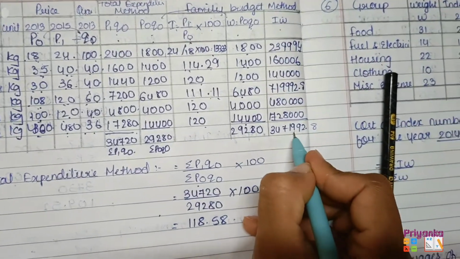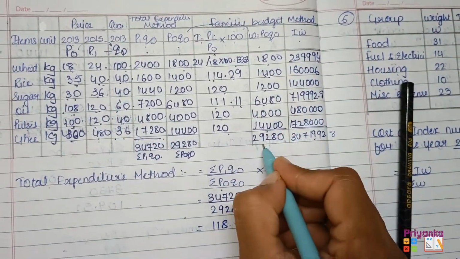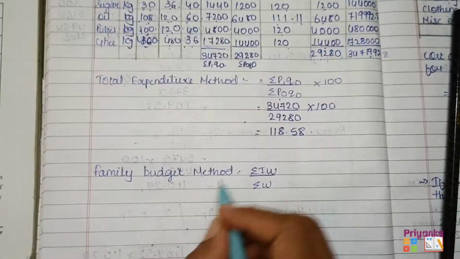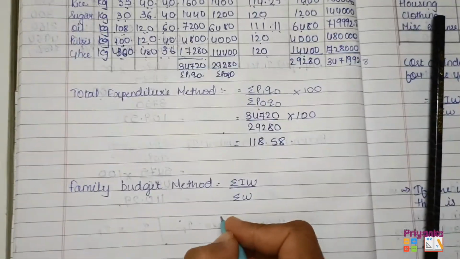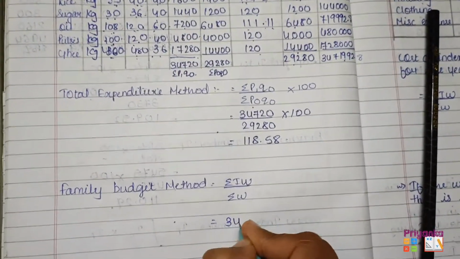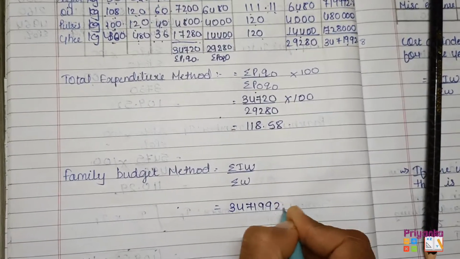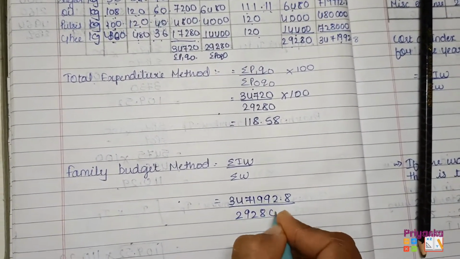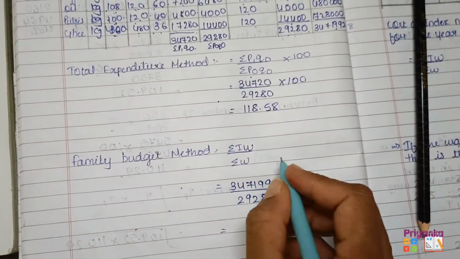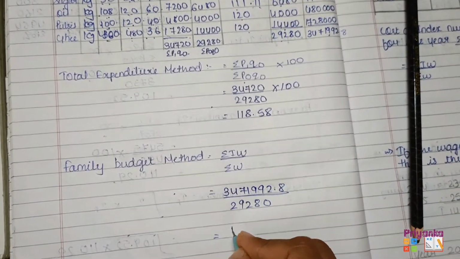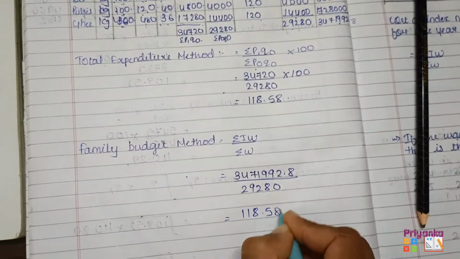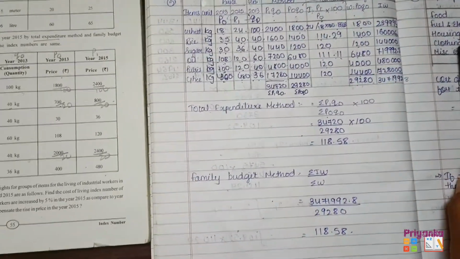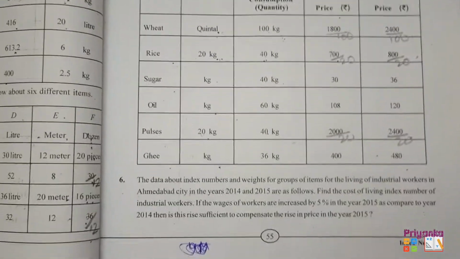The total is 3471992.8. Take the total of IW and also the total of W into the formula of the family budget method, that is 3471992.8 divided by 29280, and out of this calculation we get 118.58. So here our method is complete. Moving to the next question.